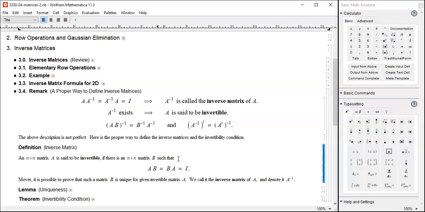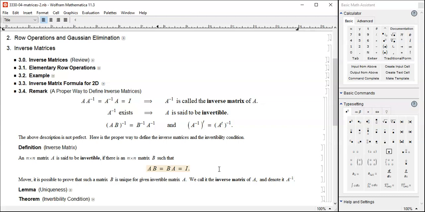Let's go. An n by n matrix A is said to be invertible if there is an n by n matrix B such that A times B is equal to B times A, and that is equal to I, the identity matrix. So if such matrix B exists, then A is invertible and all is fine. And then, if it is invertible, can we now define the inverse matrix? Well, there's a bit of a problem still.